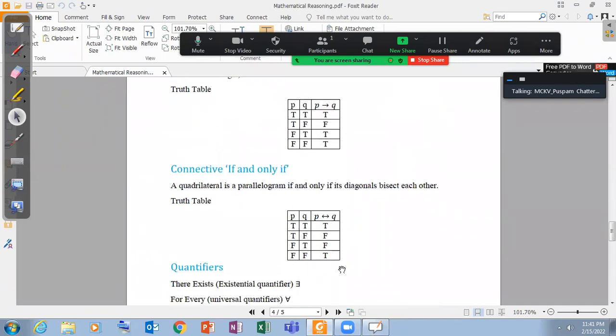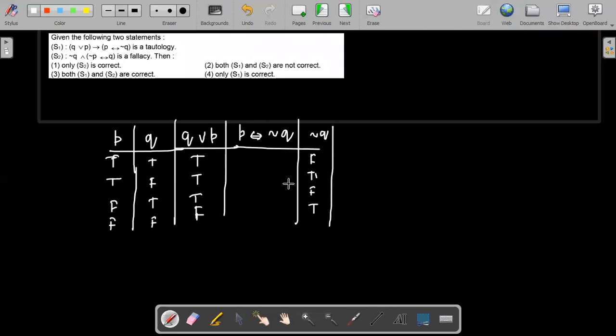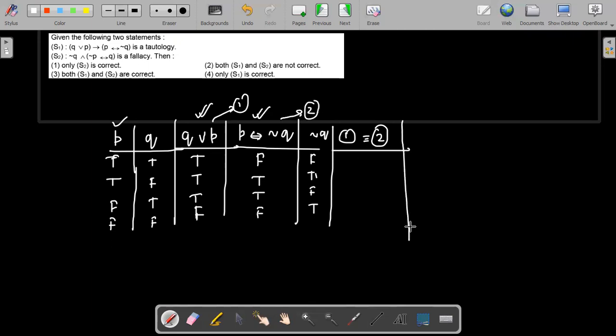True, true, true; false, false, true. Otherwise it's false. So P biconditional not Q: true, false, false, true, true, true, false, false, true, false, true, false. And then you have this column implies this column, right? So I'm writing column 1 implies column 2. Let us say this is 1, this is 2. That's what we want.